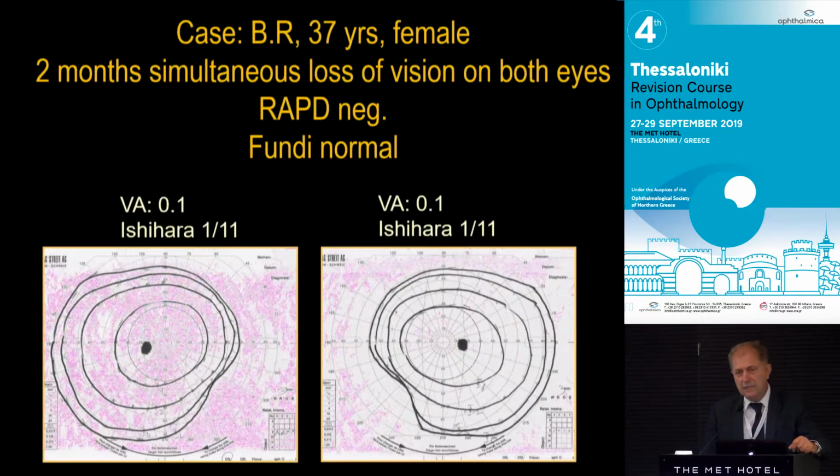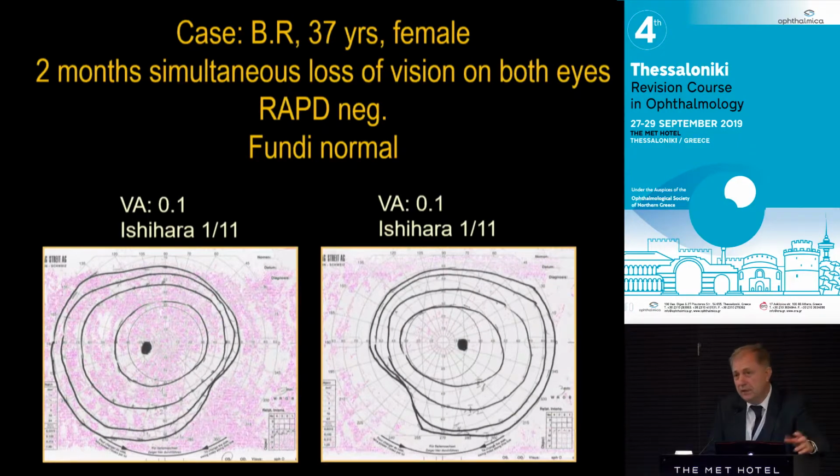And then if you have cases like this, which are rather atypical, you need a proper workup. This is a 37-year-old female with a 2-month history of simultaneous loss of vision in both eyes, with negative relative pupillary defect, which might actually be symmetrical, visual acuity 0.1 and color vision 1/11, with normal fundi and normal fields.